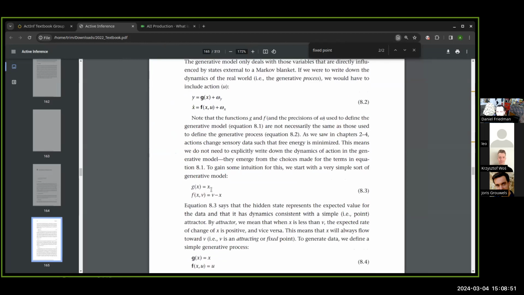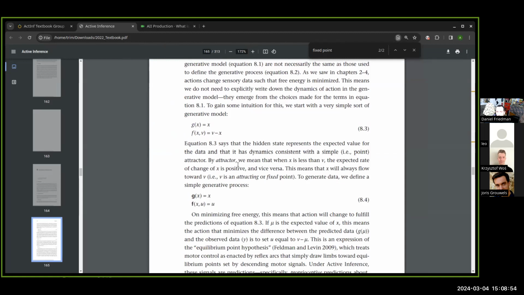Then by 8.3, they get to a simple generative model where there's a fixed point attractor. So here's what it looks like to have a fixed point attractor. When X is less than V, the set point, the rate of change is positive, so it goes up. When X is higher than the set point, the rate of change is negative, so it goes down. It's like a first order thermostat with a set point encoded in the underlying dynamics like this.